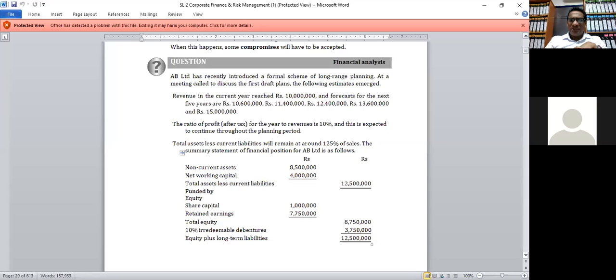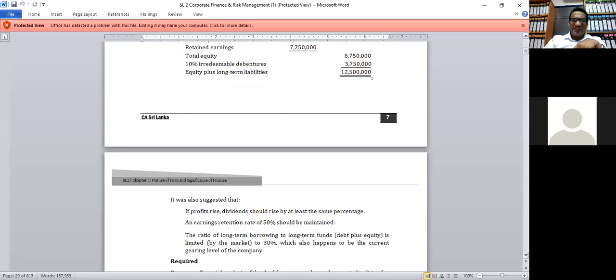The summary statement of financial position for AB Limited is as follows. So you are given the summary statement of financial position, or the balance sheet, for the current year. Non-current assets, net working capital, so total assets less current liabilities 12.5 million. Share capital 1 million, retained earnings 7,750,000, total equity 8,750,000, 10% redeemable debentures 3,750,000, total equals 12,500,000.